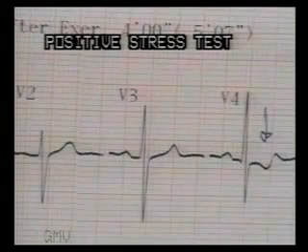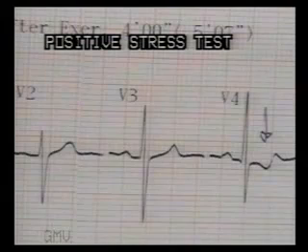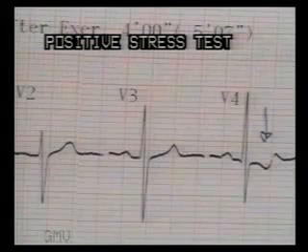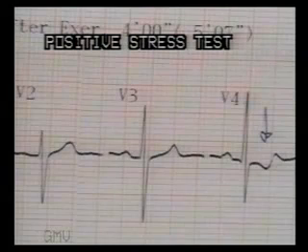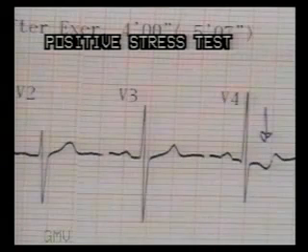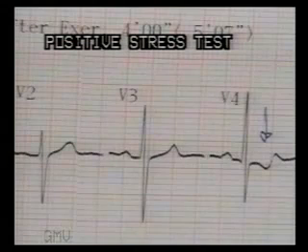The ischemic changes are never seen in leads V1 and V2. The ST segment depression in leads V1 or V2 may be seen only in right ventricular hypertrophy with strain and in true posterior wall infarctions.